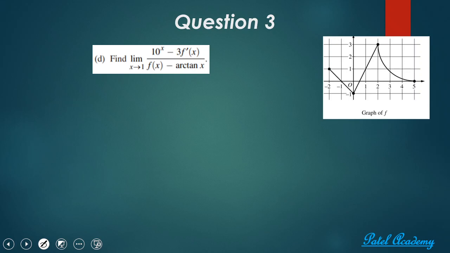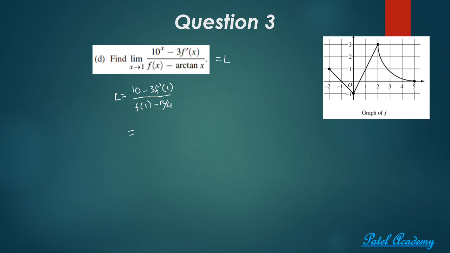So I'm going to say that this limit, which is equal to L, is equal to 10 to the power of 1, which is 10, minus 3 times f prime at 1, over f at 1 minus pi over 4. Now what is f prime at 1? Well, once again, similar to how we found that root on that line, if you calculate the slope, the rise over run, you get a value of 2. And because it's a line, the tangent to the line is just that line itself. So the slope is just going to be the slope of the original line. So f prime at 1 is going to be 2.